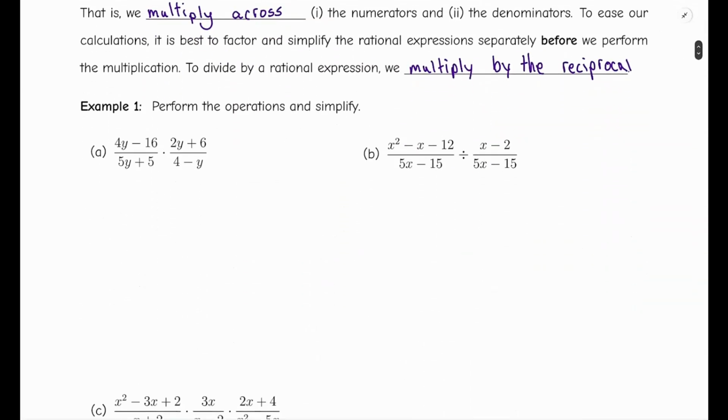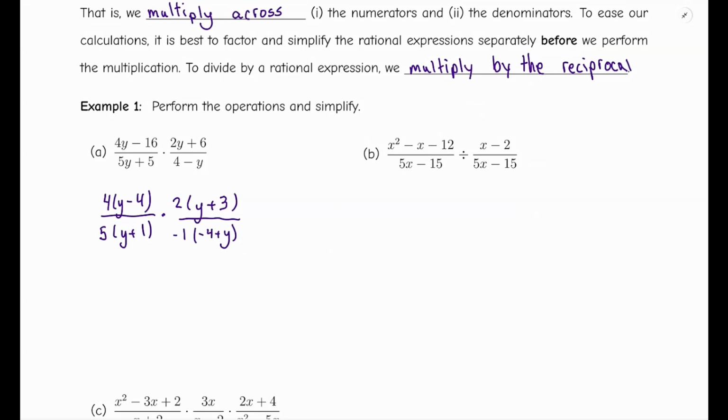Example 1. Perform the operations and simplify. So as it was suggested, you should actually simplify before multiplying. So to simplify this, I'm going to factor. I can factor a 4 out of the numerator of the first fraction, a 5 out of the denominator of the first fraction, and a 2 out of the numerator of the second fraction. And this one might seem weird, but I can actually factor a -1 out of the denominator, because then that'll become -4 plus y.